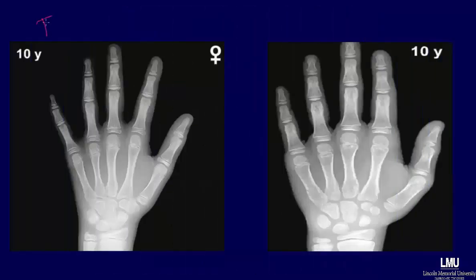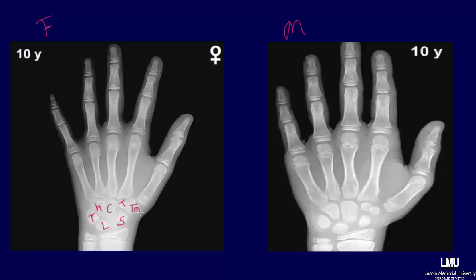Here we have 2 10-year-olds. On the left we have a female and on the right we have a male. I will identify all the carpal bones on the female and the male. So we have the scaphoid, lunate, triquetrum, hamate, capitate, trapezoid, and trapezium.